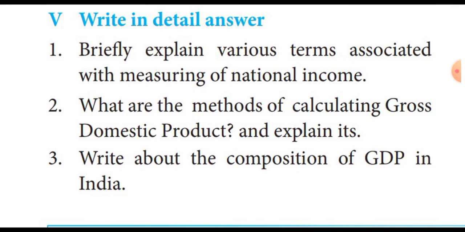Then Roman number 5, detailed answer. First question, briefly explain various terms associated with the measuring of national income. That question I already gave. Then second question, what are the methods of calculating gross domestic product, and explain it. That question also I already gave in the previous class portion. Today's question is the third question, in Roman number 5.